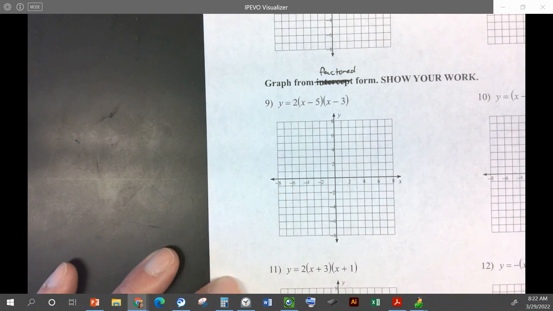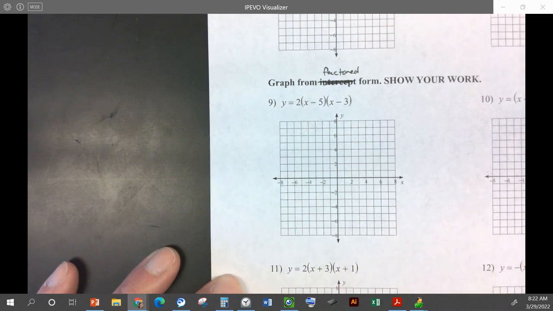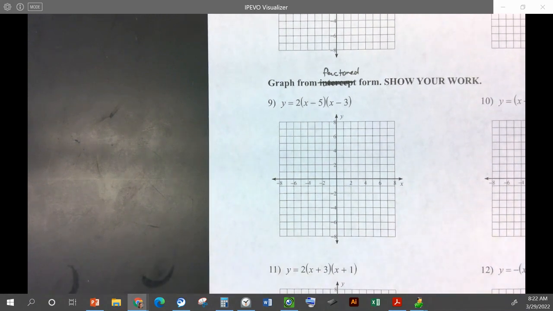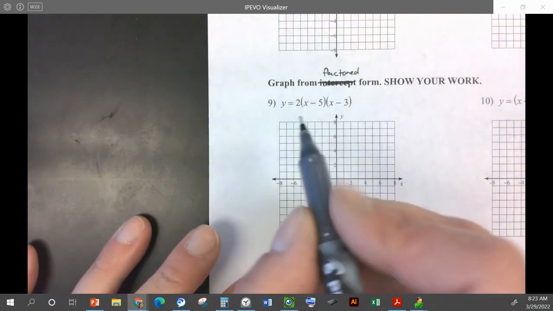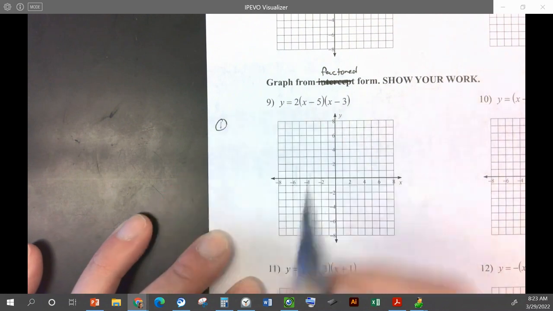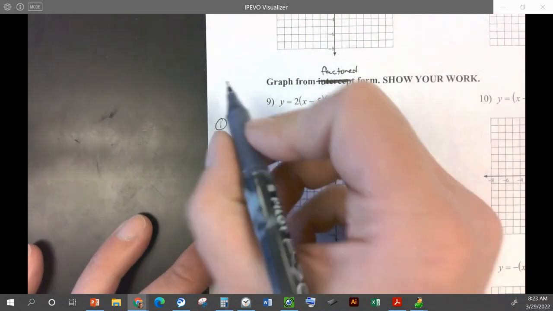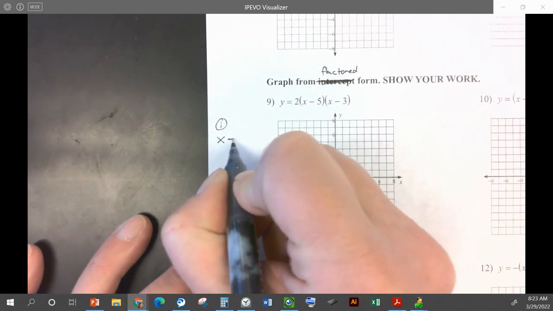Do you remember? Oh, we don't have to do number 9. Look through, which one do you want to do? 9, 10, 11, 12. Just do 9? Okay.